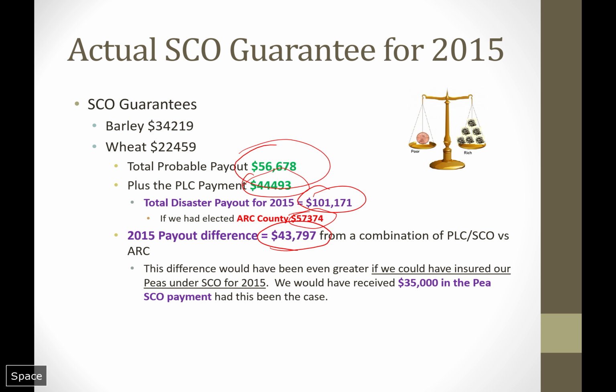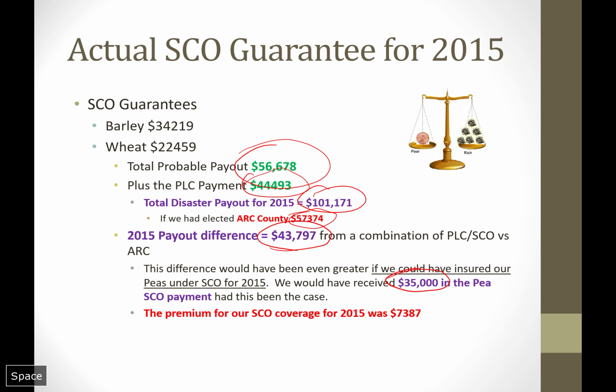Now remember, we couldn't insure our Ps on SEO, right? So we didn't really get the full benefit out of SEO like it will work going forward, where we have all of our acres covered. Had we been able to insure our Ps, I figured what 16% of our projected P revenue would be. So on those acres of Ps, that 900 acres of Ps, we would have got about $35,000 out of SEO as well.